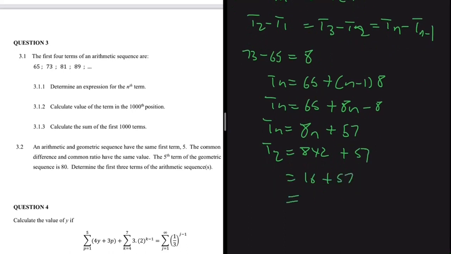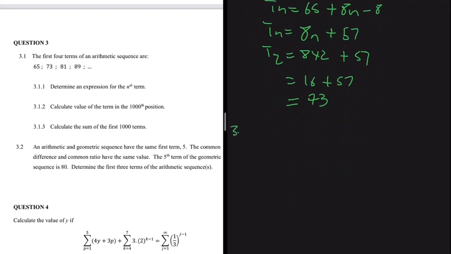16 plus 50 is 66, plus 7, that will be 73. So indeed our formula is working. So now we're convinced and we can move forward. Let's do 3.1.2.